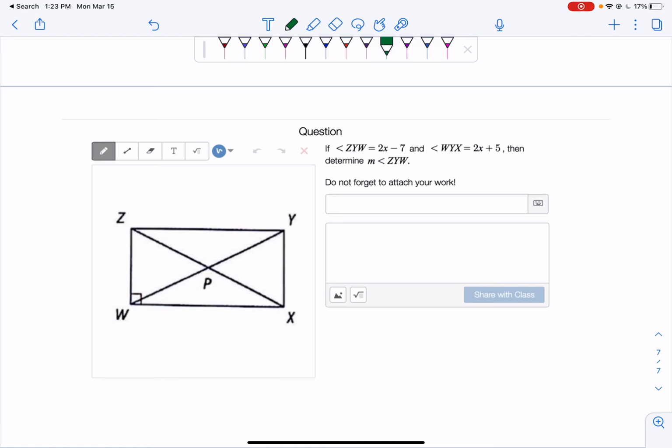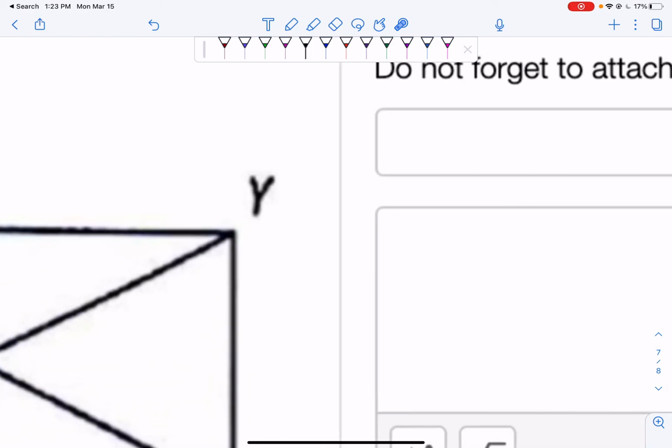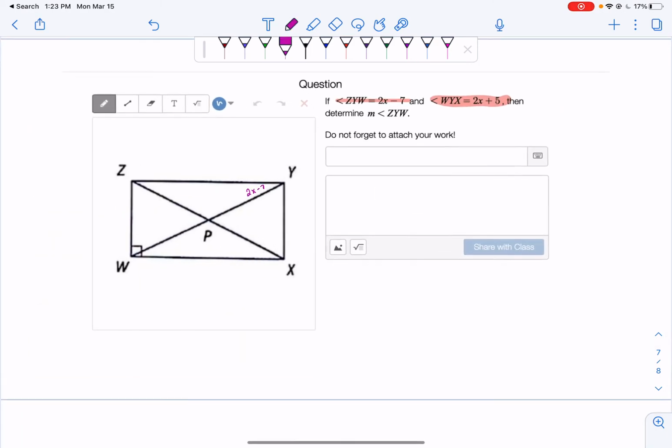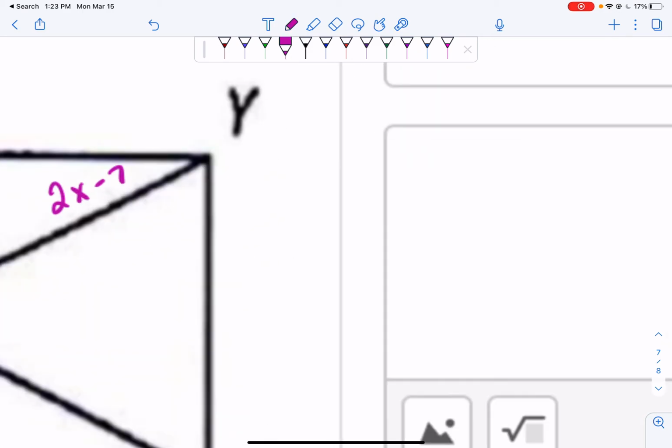So we go to our image and we're going to label it. So we're going to label our ZYW and our WYX. So the first thing we're going to do is this guy right here. So I start at Z, go to Y, end at W. So I have my 2x minus 7 right here. And then I have WYX. So I start at W, go to Y, and end at X. So it's going to be this angle right here. So I put my 2x plus 5 right there.